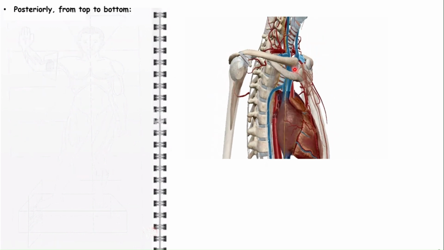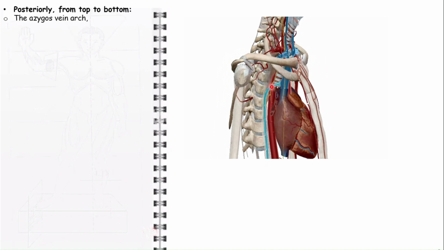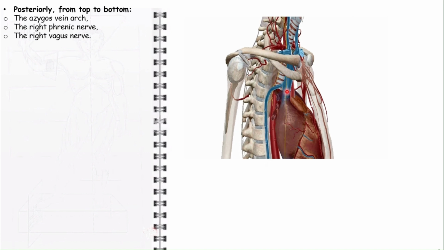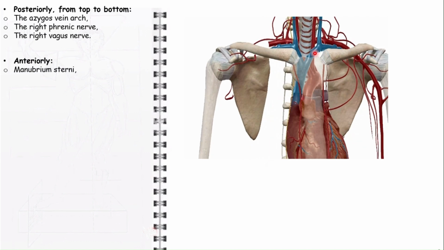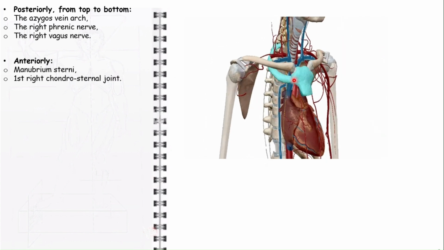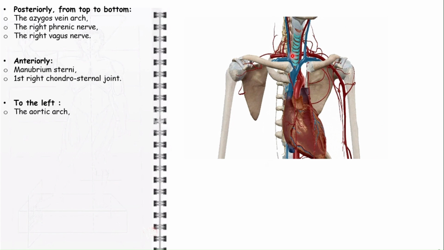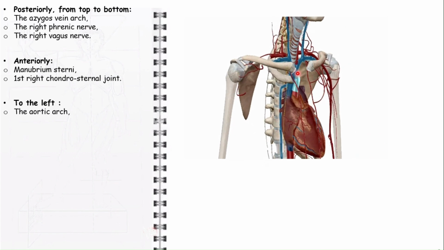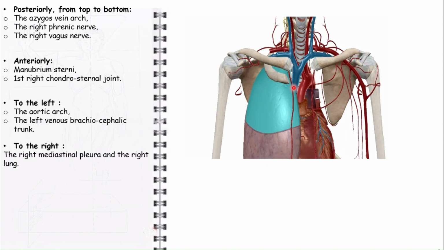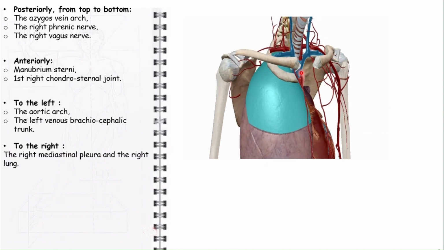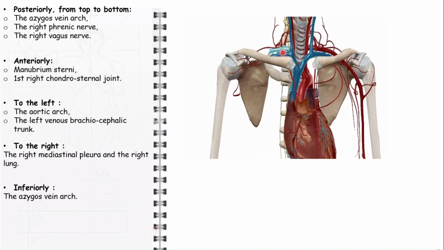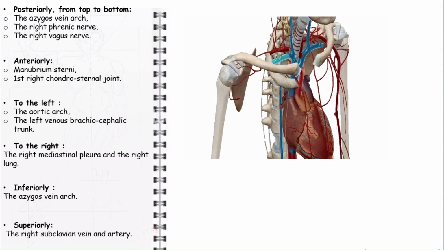Posteriorly, from top to bottom, the azygous vein arch, the right phrenic nerve, and the right vagus nerve. Anteriorly, the manubrium sterni and the first right chondrosternal joint. To the left, the aortic arch and the left venous brachiocephalic trunk. To the right, the mediastinal pleura and the right lung. Inferiorly, the arch of the azygous vein, and superiorly, the right subclavian vein and artery.